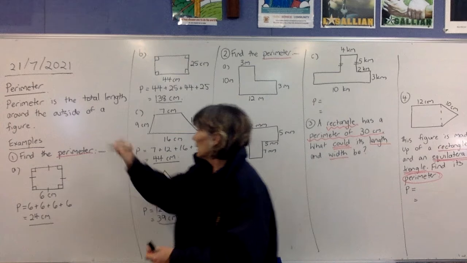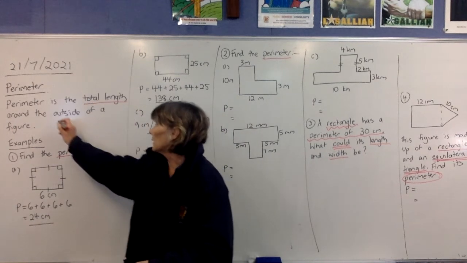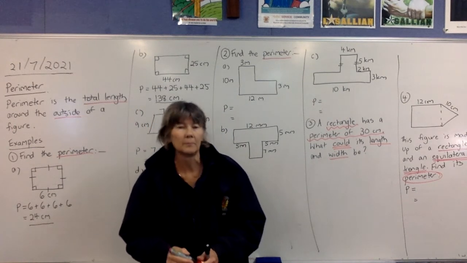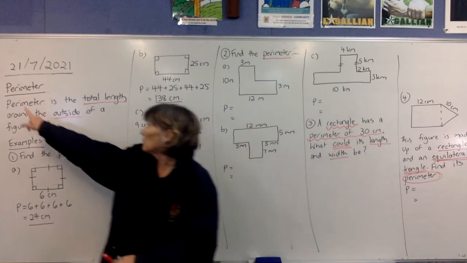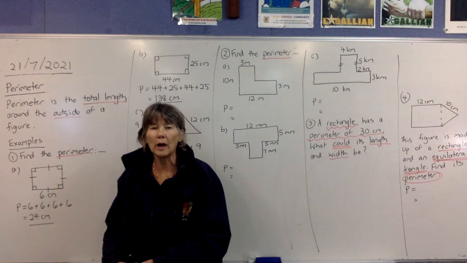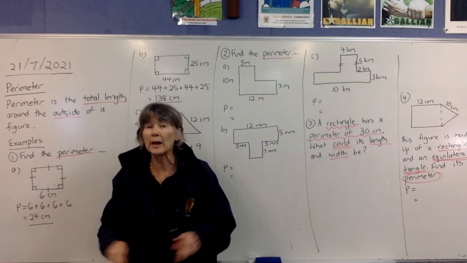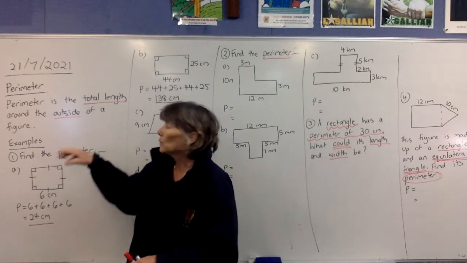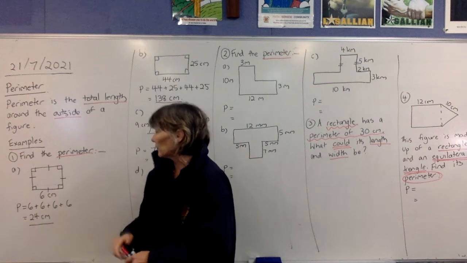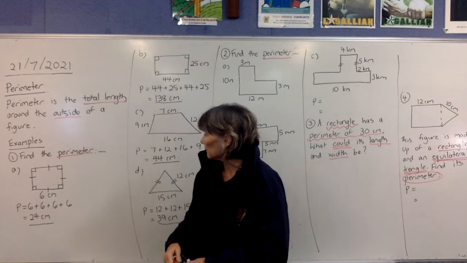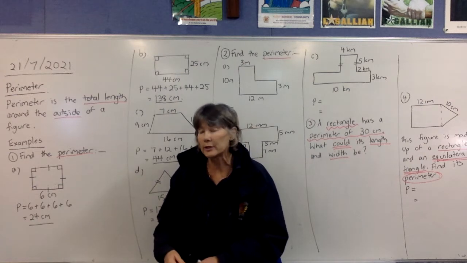Perimeter is the total length around the outside of a figure. I learnt something on Millionaire Hot Seat the other day that peri, P-E-R-I, actually means surrounding. So we're looking at the surrounding all the way around the outside of the figure. So in the first one, we're going to find the perimeter of all these shapes.